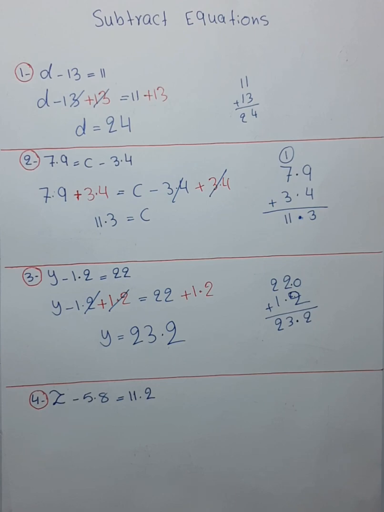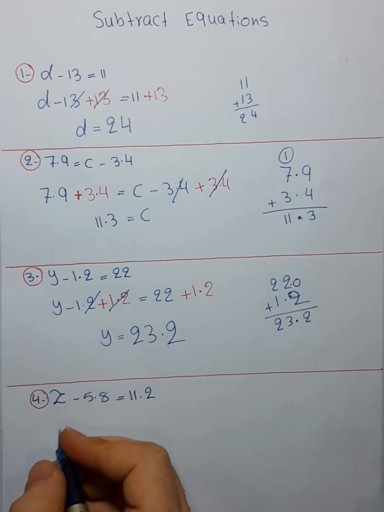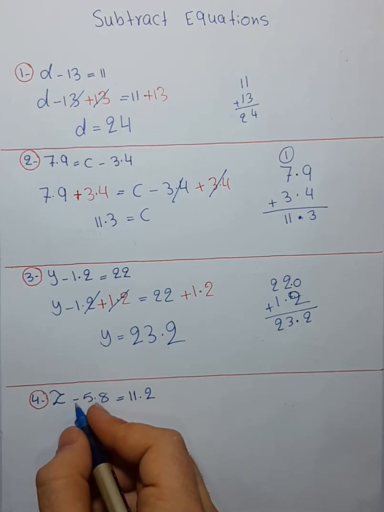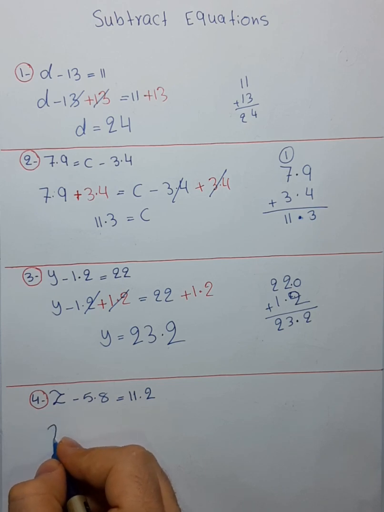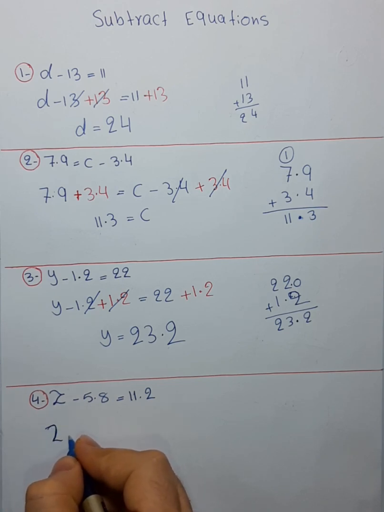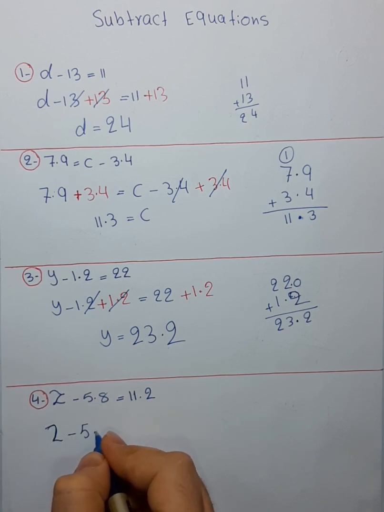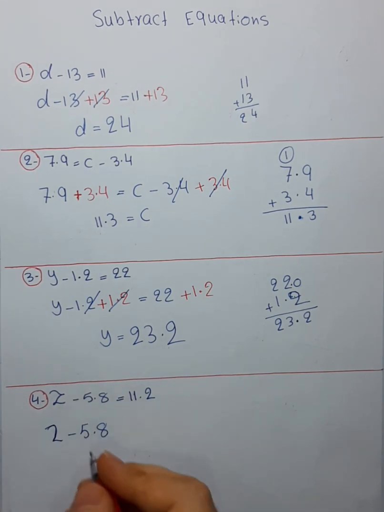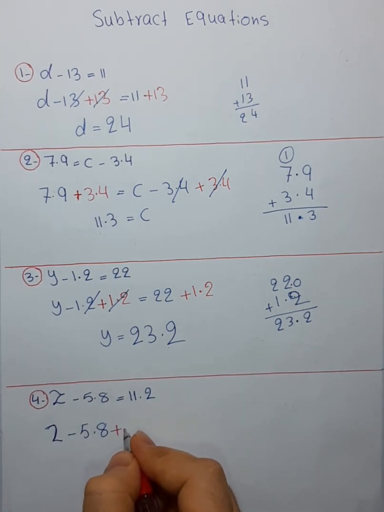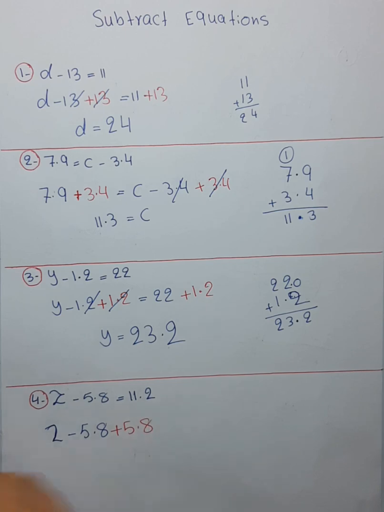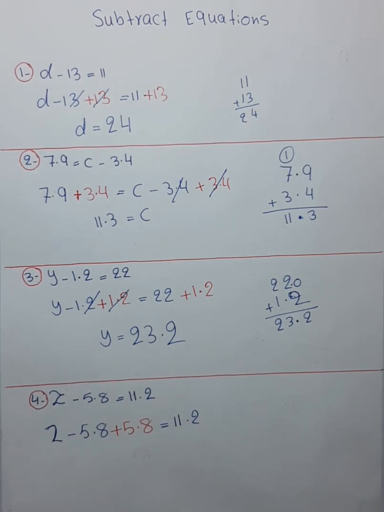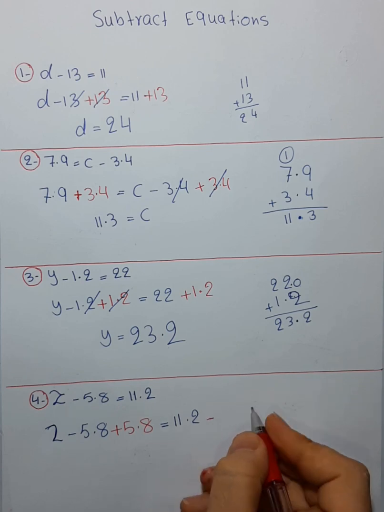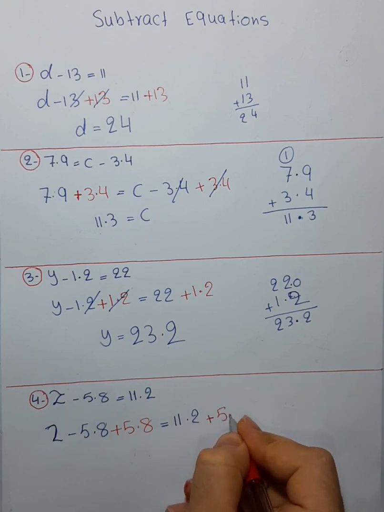Example number 4, we have z minus 5.8 equal to 11.2. We have to take the inverse of minus 5.8. So z minus 5.8, the inverse of minus 5.8 is plus 5.8, equal to 11.2 plus 5.8.